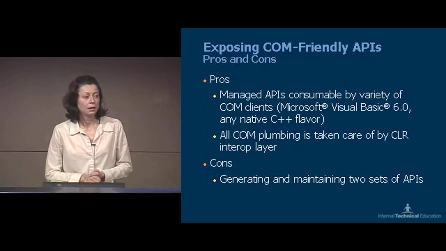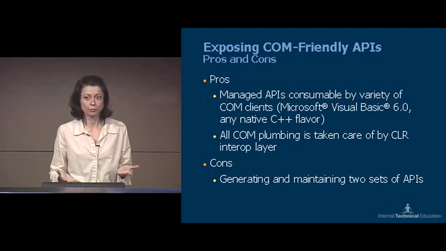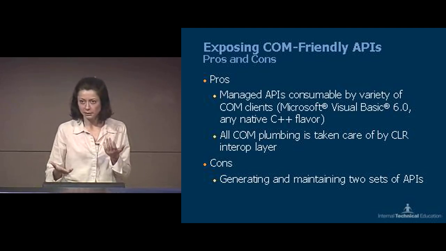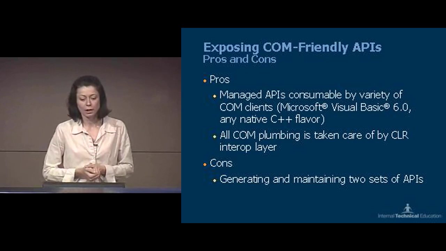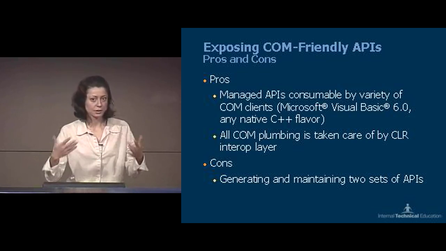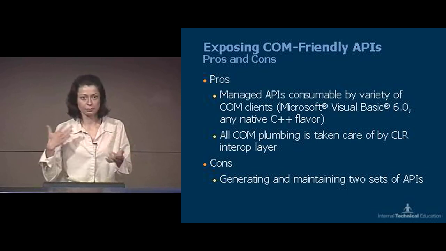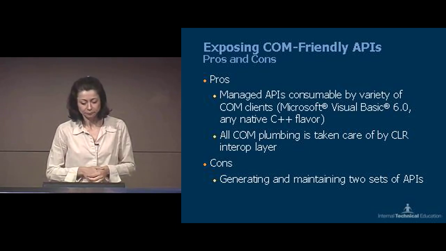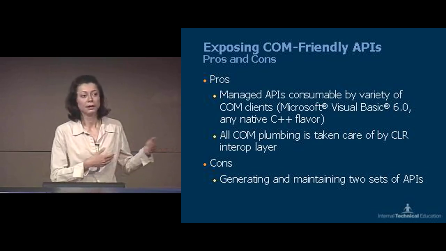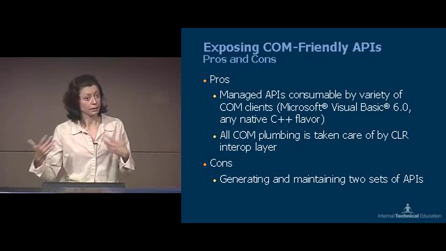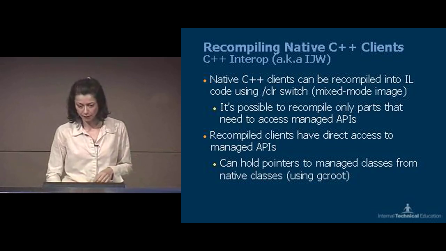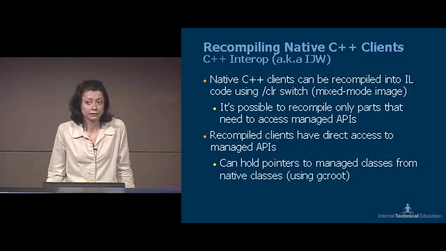So, as I said, the advantage of this approach is that you don't need to take care of COM plumbing and stuff. We'll do that for you. We'll just make them visible to COM clients. They'll be able to reference count them and use them in all the same ways they know to use a COM server. But as you could see, it's really hard to maintain two sets of APIs following all these rules. So then, what are the alternatives?